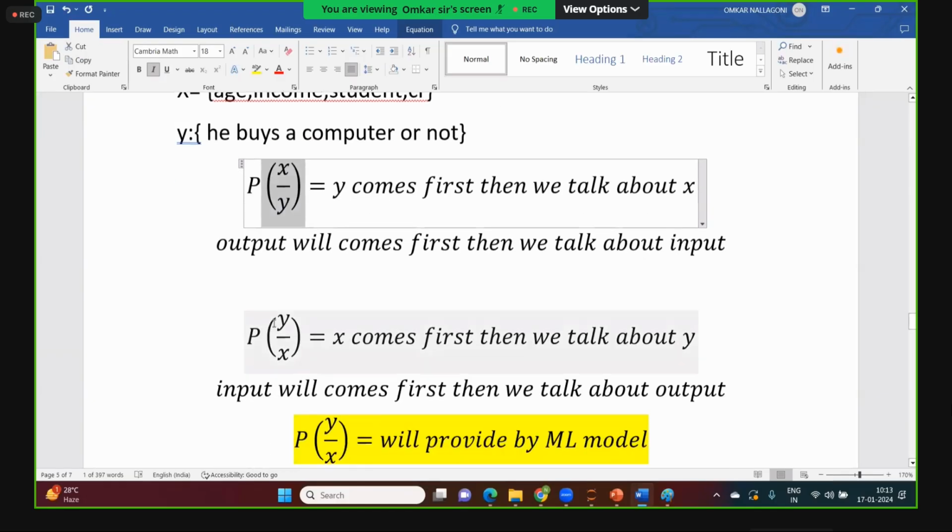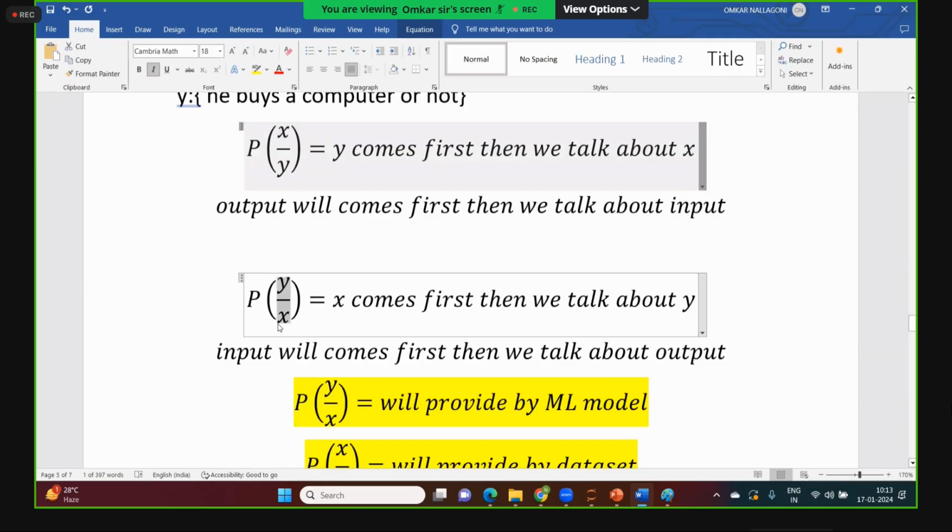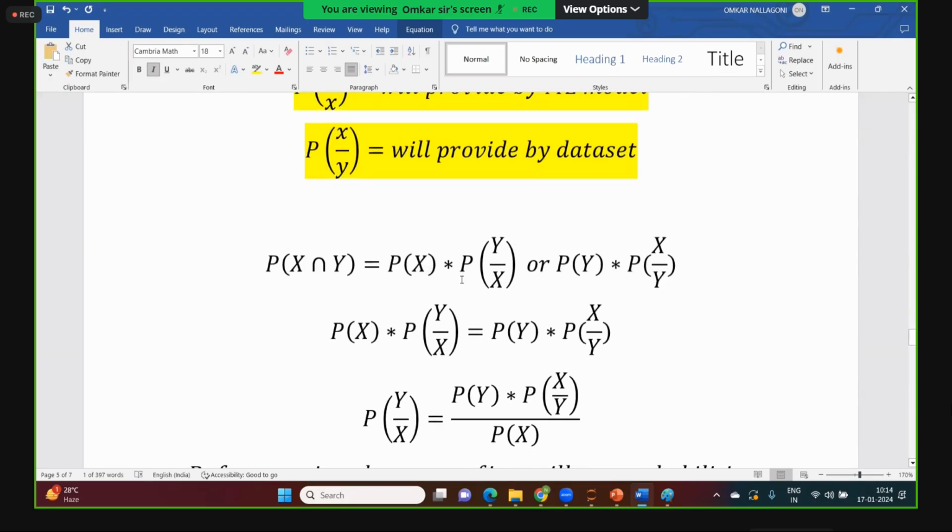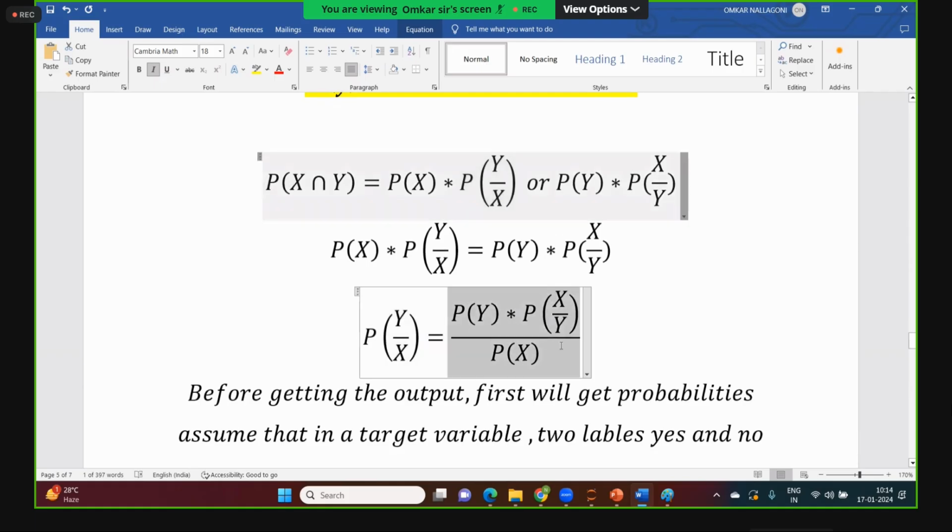When you talk about Y given X, you will pass input first, and then you will talk about output, and that will be given only by the model. This is what you want, because your ultimate goal is to pass the input and get the output. So out of P of X given Y and P of Y given X, what do you want? That is the next question. I want P of Y given X. Then what is the formula? From the multiplication theorem, I know that I want P of Y given X, so I made this formula.